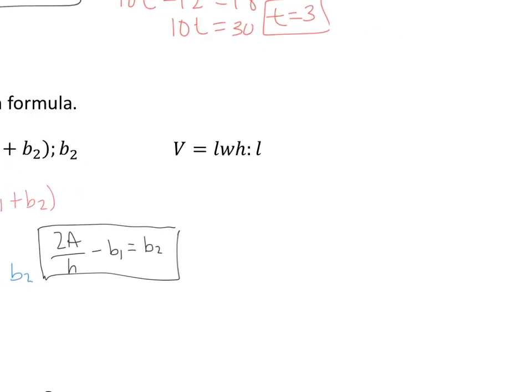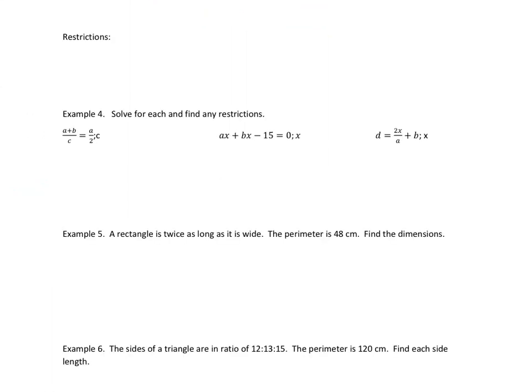And then the last one, volume equals length times width times height. There's no symbols in between here, so this is multiplying. So to solve for L and get rid of the WH, you're just going to divide both sides by WH. So it's going to be L equals the volume divided by width times height. So we just did solving when there are multiple variables in there.